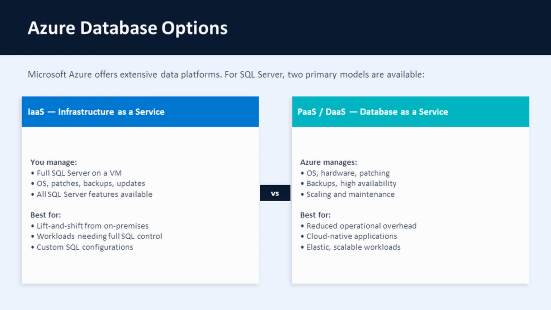So when should you choose each one? Choose IaaS when you're migrating an existing on-premises workload and need full SQL Server features, or when you have a complex configuration that requires direct access to the server. Choose PaaS when you're building cloud-native applications, when you want Azure to handle the heavy lifting of maintenance and availability, or when you need elastic scaling without managing infrastructure. Both models support Microsoft SQL Server, but they serve different needs. Understanding this distinction is the foundation of everything else in this chapter.